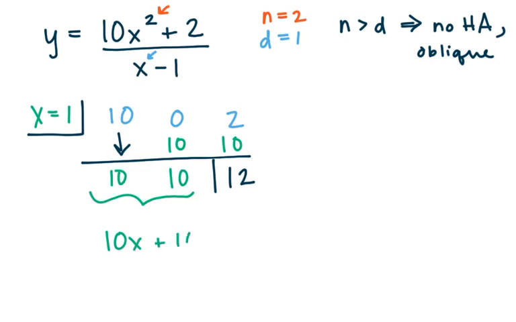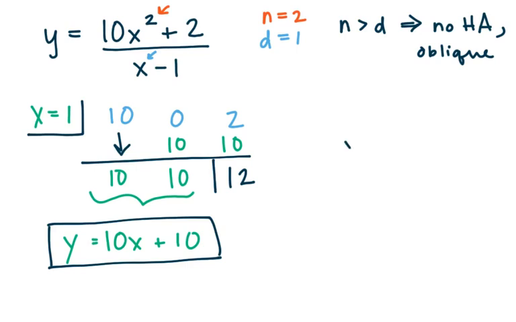10x plus 10. And I started with x squared, so I knew that this quotient, q of x, was going to be 1 degree less than squared, so that would be linear, or to the first power. And that quotient, q of x, is actually my oblique asymptote. So this would be my solution here.